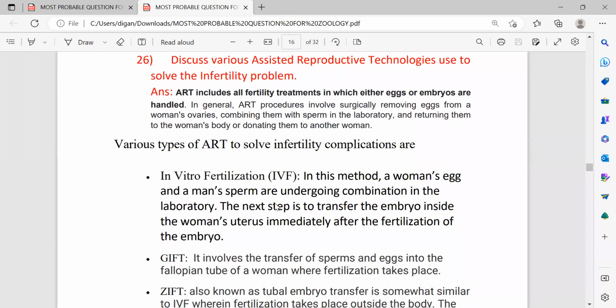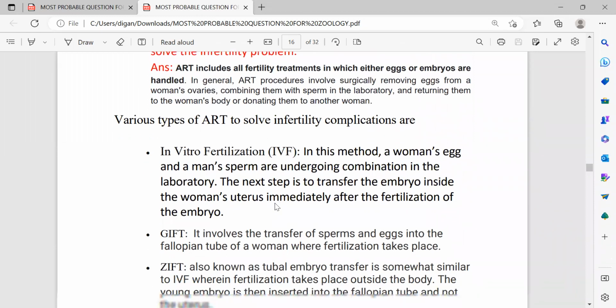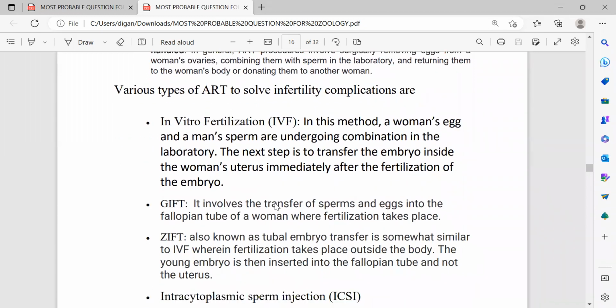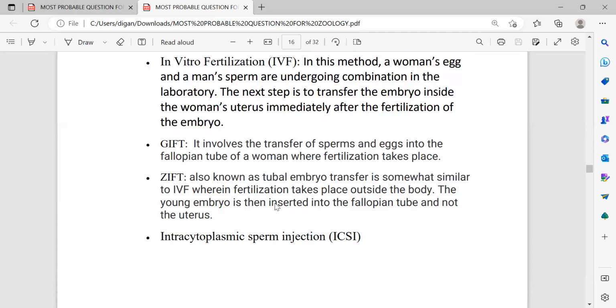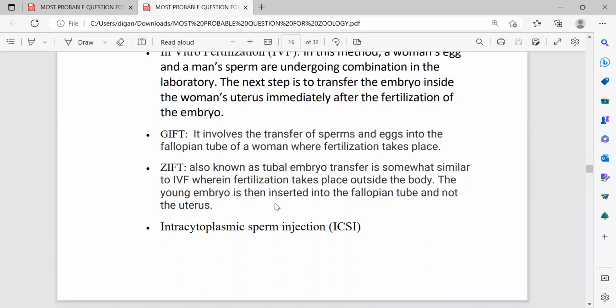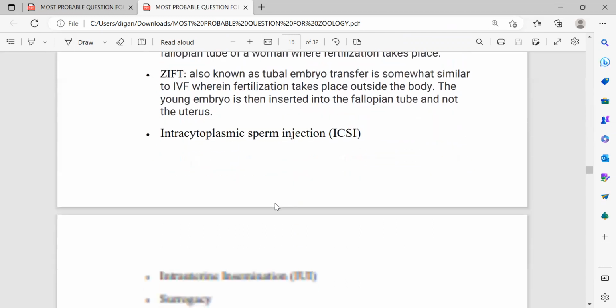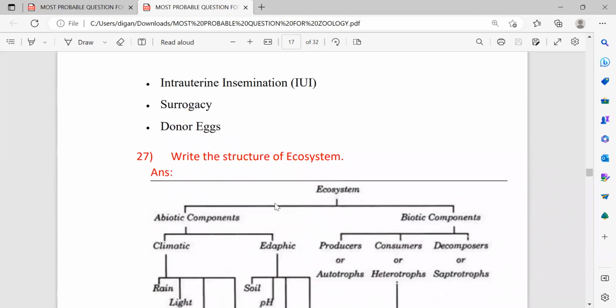So first the definition of ART is given. Then the various types of ART are explained here: IVF, GIFT, ZIFT, like that, and ICSI. These are the different methods.